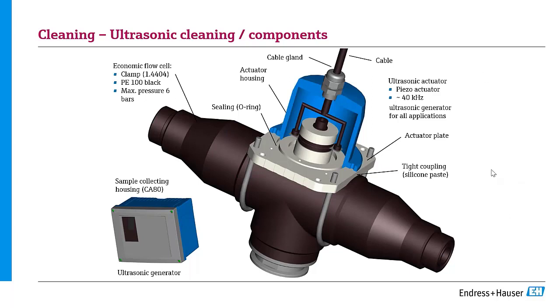Here is our ultrasonic cleaning device all set up. Here we have our assembly, and the bottom part of the assembly that is pointing down is where the sensor would be, and the sensor tip would be in the center of this junction of our assembly. You can see there is the ultrasonic clamp-on, attached directly to the assembly. And off to the side, we have our sample collection housing, and this is what generates our ultrasonic pulses.